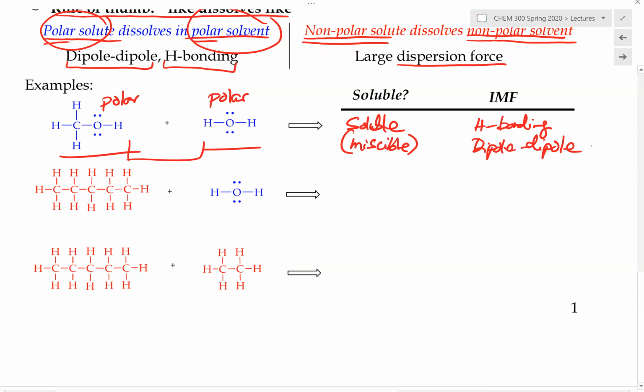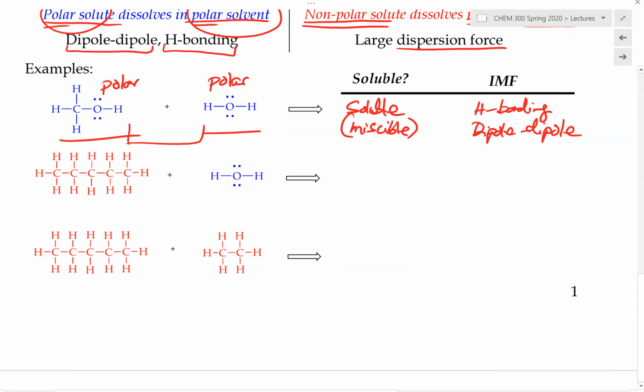And now let's try another example. Let's say here we have this molecule, a hydrocarbon, and its name is pentane. In this case, we see this molecule is nonpolar. And when we mix this with water, water is a polar molecule.